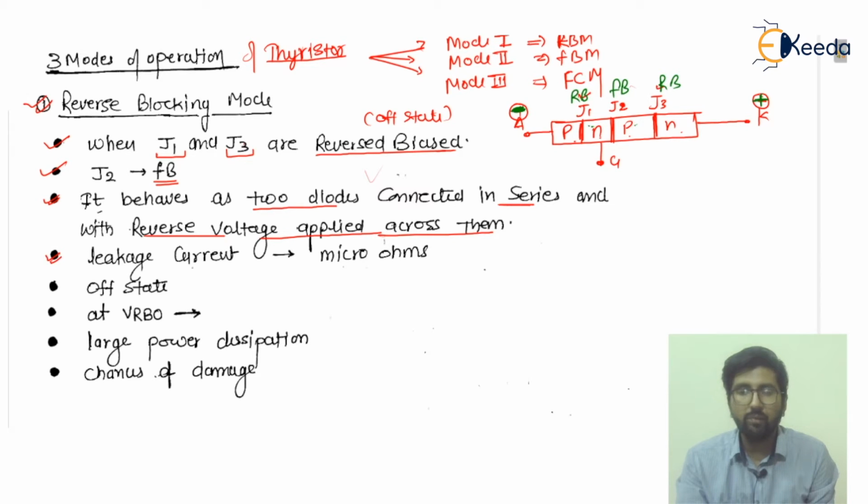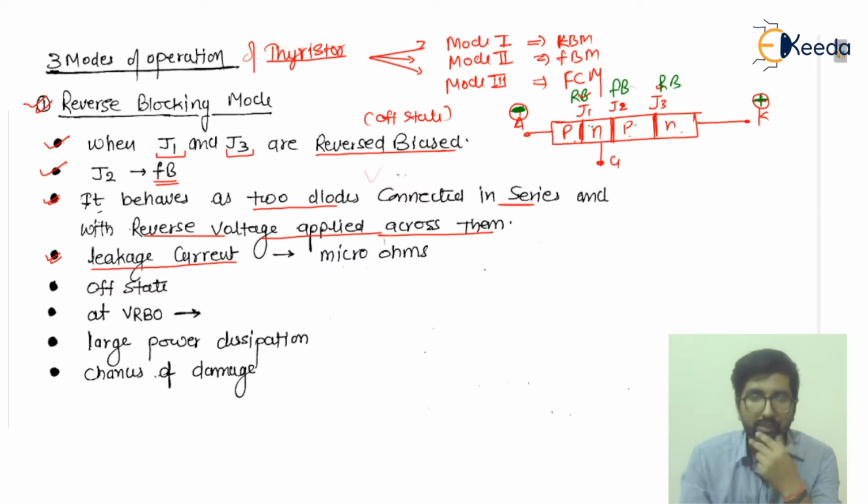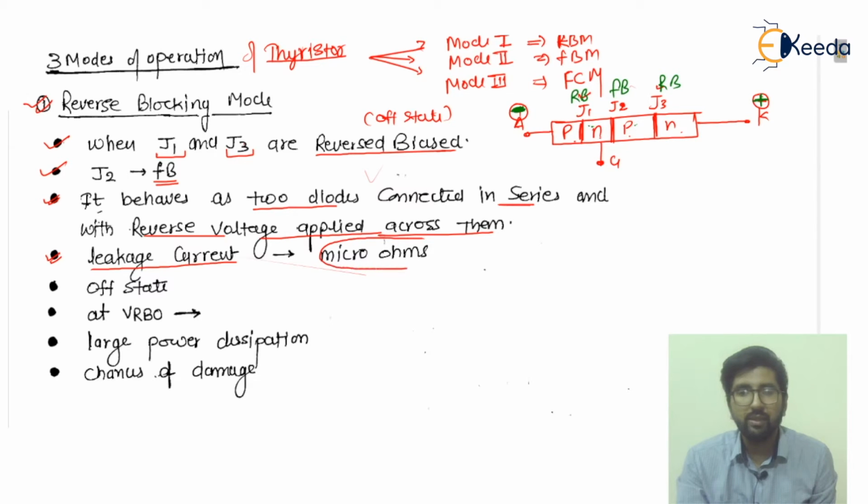Now I will talk about the leakage current. So obviously when any semiconductor device is operating in the reverse bias, there will be a leakage current, and that leakage current will be of very small values, and it is written here that it is in the microamperes.